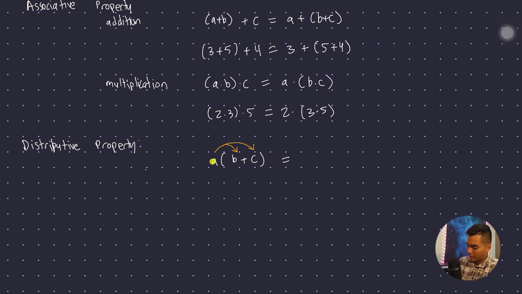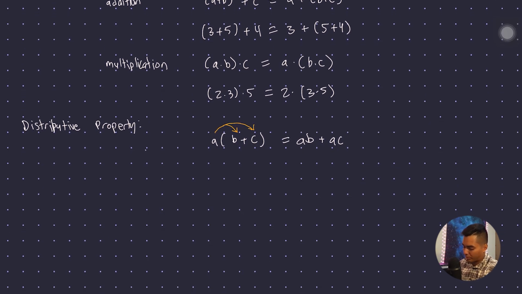So in this case, we'll have a times b here. And that's going to be the number a times the number b plus the number a times the number c here. Okay, super useful facts. So if you've seen how to distribute values in algebra, this is where it comes from. It comes from the distributive property.